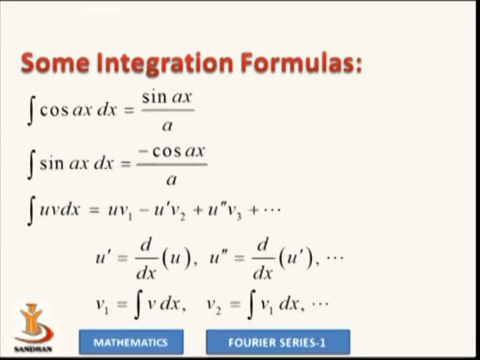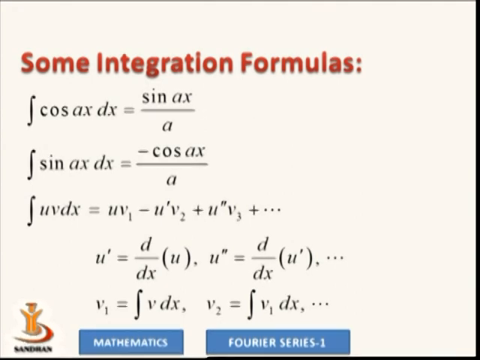But sometimes the u function is very large, so it leads to a large number of integrations. So there is a general formula: u v1 minus u dash v2 plus u double dash v3 and so on, with alternating signs, where u dash is the first derivative of u, u double dash is the derivative of u dash, and similarly u triple dash can be found. v1 is the integration of v dx, v2 is the integration of v1 dx, and v3 is the integration of v2 dx and so on. Here u is chosen by our well-known formula, the Euler formula, such that the derivative of u vanishes after some time, so we choose u by the ILATE rule.